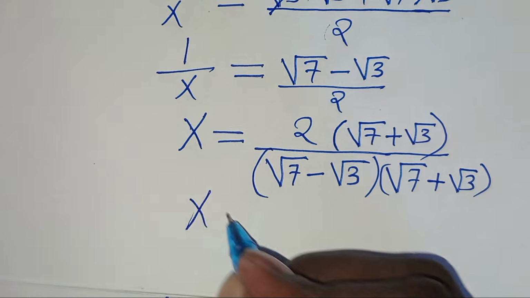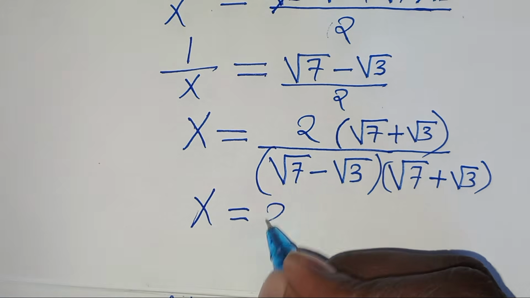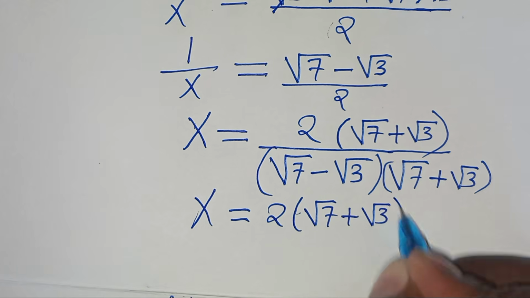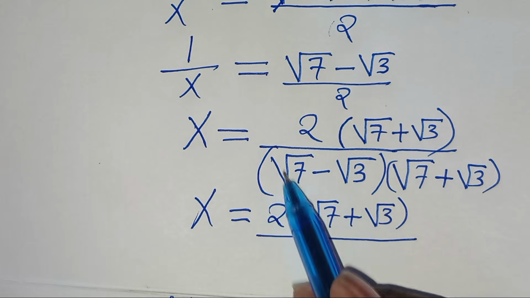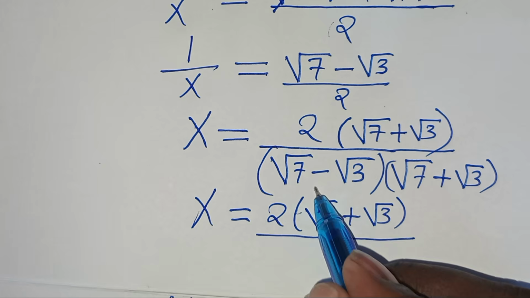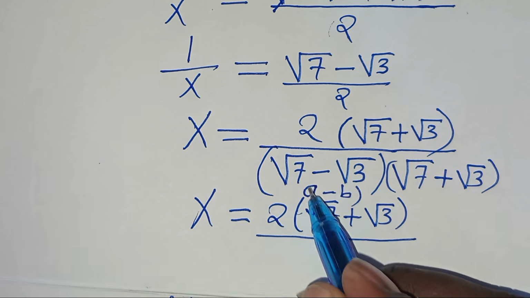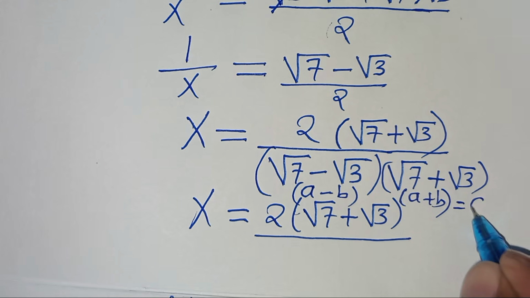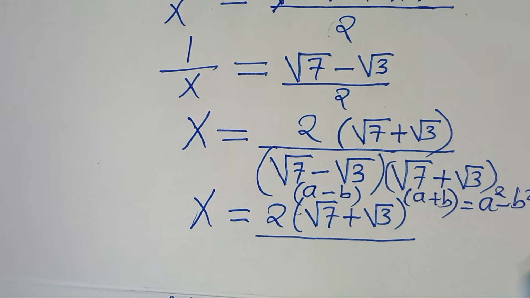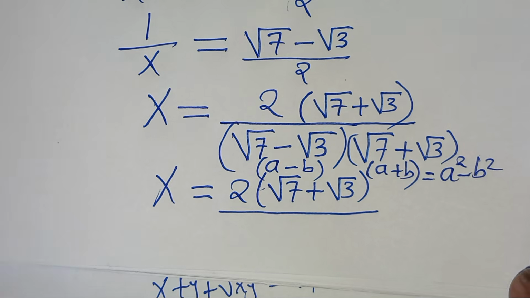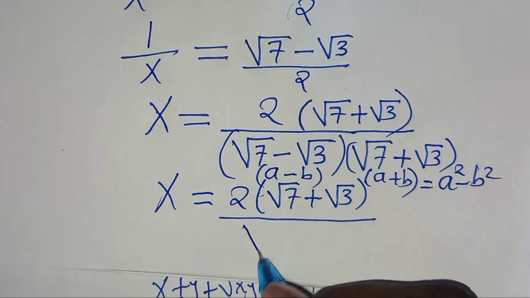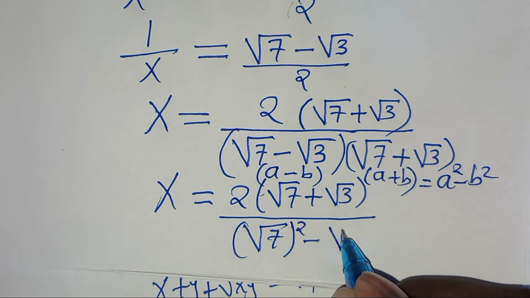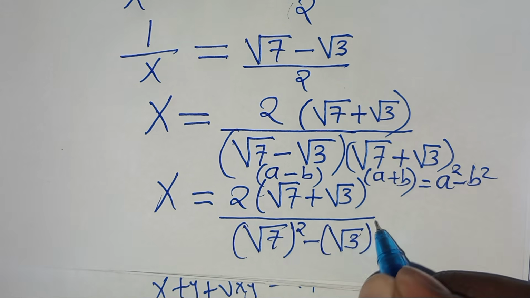So we have x is equal to, this is 2 multiplied by square root of 7 plus square root of 3 divided by, now square root of 7 minus square root of 3, this again in the form of a subtract b multiplied by a plus b, which we can express as a to the power of 2 minus b squared. This is the difference of two perfect squares, and therefore here we have square root of 7 raised to the power of 2 subtract square root of 3 raised to the power of 2.